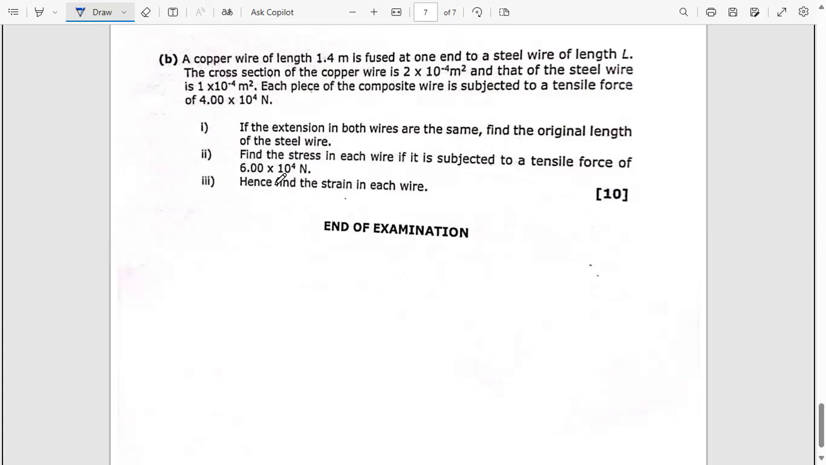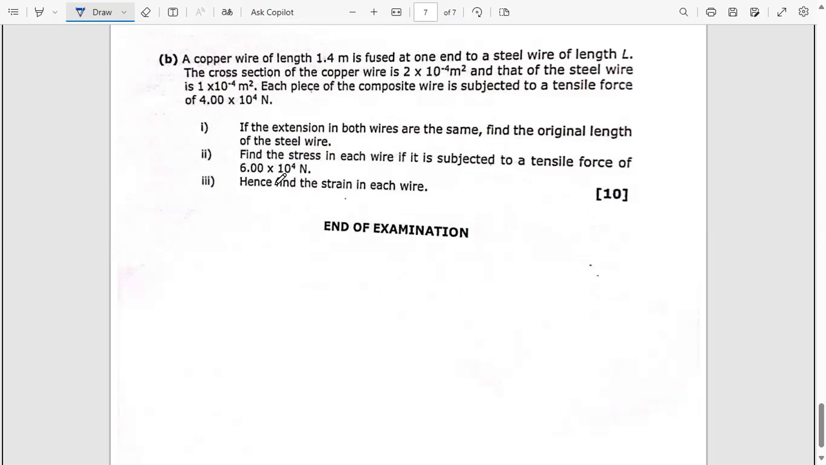The extension is the same. Find the original length of the steel wire. Question 2 is saying find the stress in each wire if it is subjected to a tensile force of 6.0 times 10 to the power 4 newtons. Hence, find the strain in each wire.